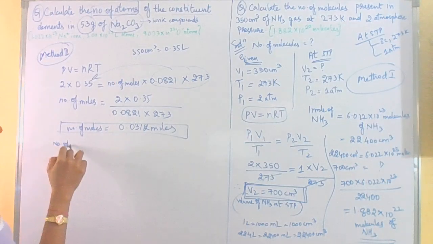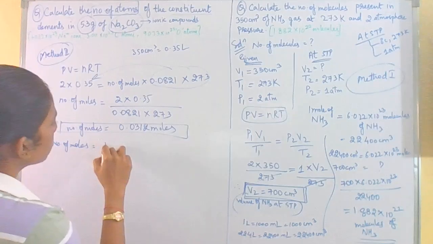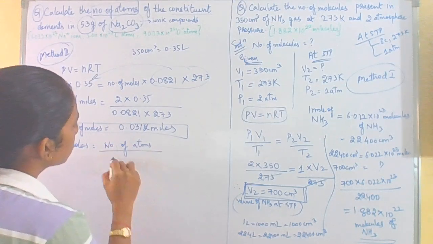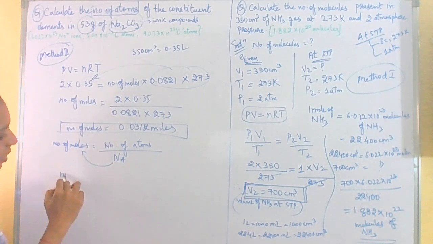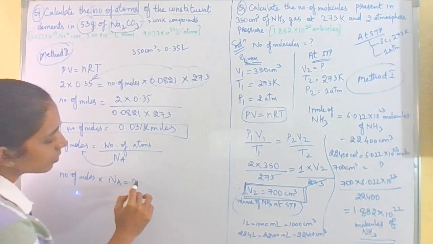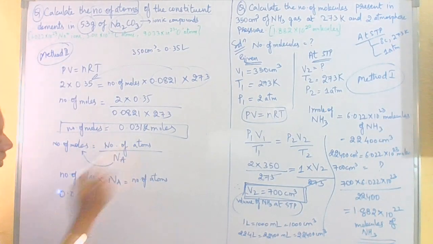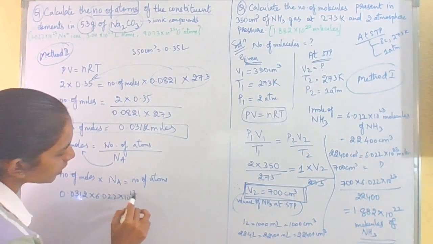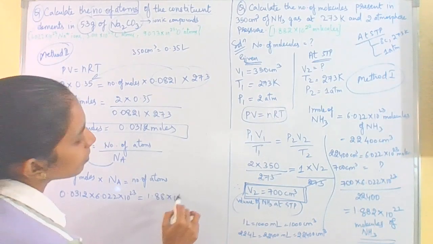And we know that number of moles is equal to number of atoms by Avogadro's number. You have to take this Avogadro's number to the left hand side. Number of moles into Avogadro's number is equal to number of atoms. So what is the number of moles? 0.0312 into Avogadro's number 6.022 into 10 to the power 23, which is equal to 1.88 into 10 to the power 22.